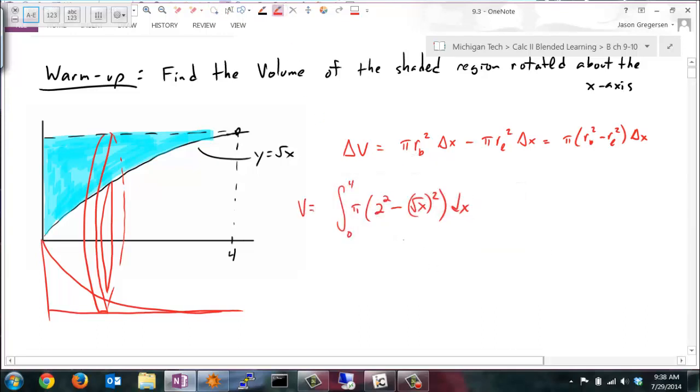Any question about the setup for that? Yep. Absolutely. In fact, that's the first thing we'll do in the next step. Pi times the integral. Right. Other questions?